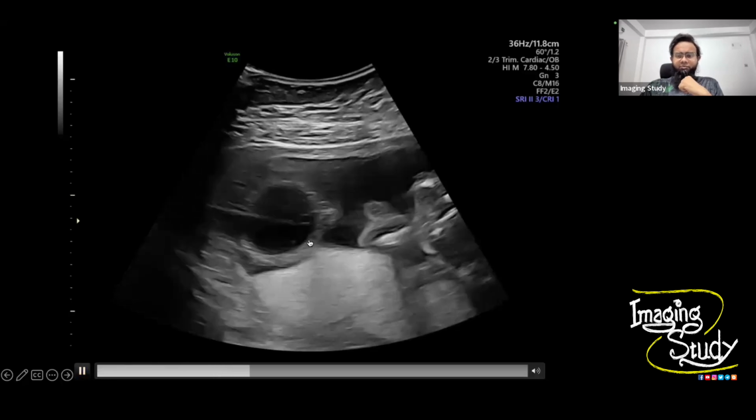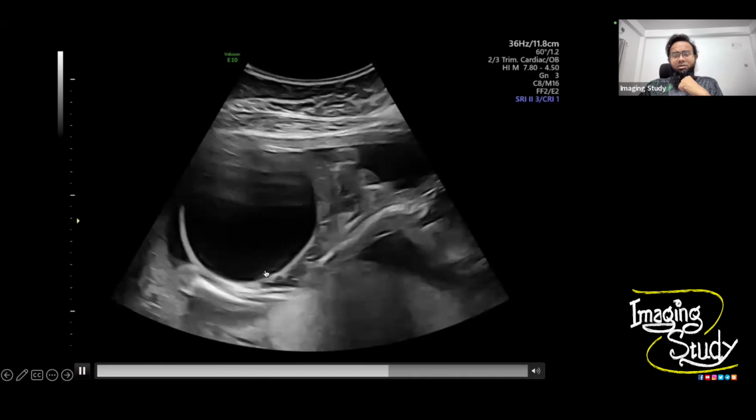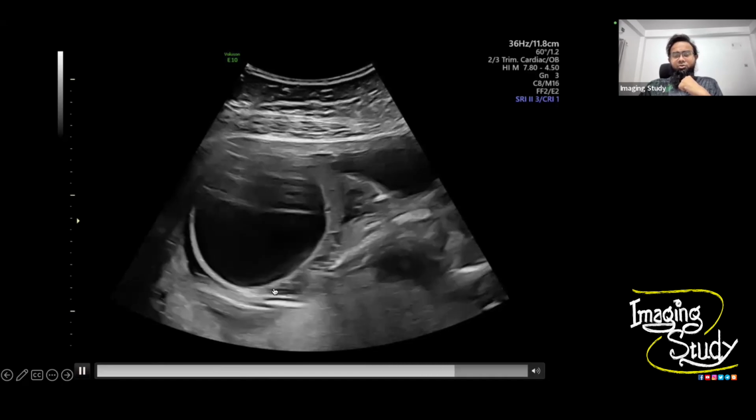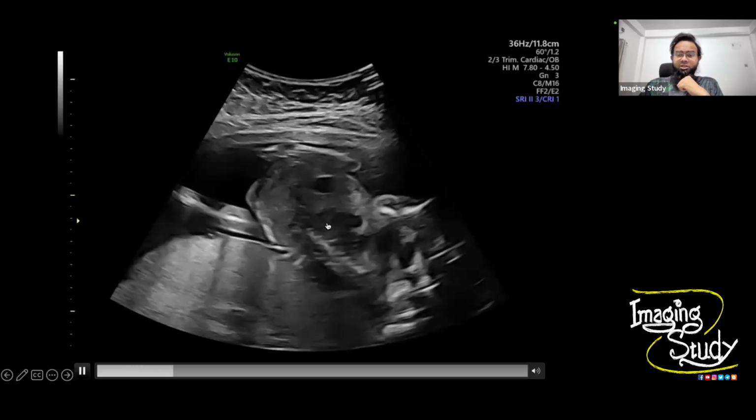I'll show you a better picture, obviously. So this is a big abdomen with a large urinary bladder, showing the feature of posterior urethral valve. And now we want to see all other findings in this patient.